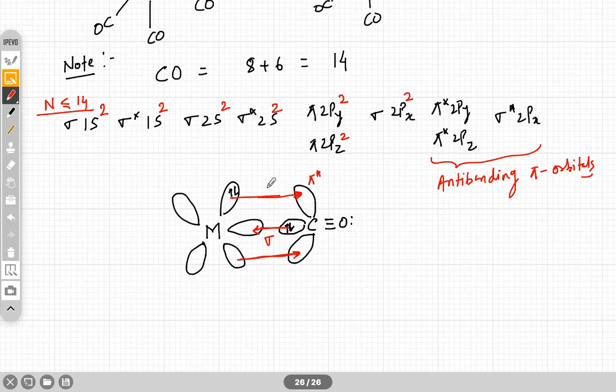Okay, this forms the pi bond. So the pi bond forms by the back bonding of a pair of electrons of the metal with the antibonding pi orbitals of the carbonyl group. And the sigma bond forms by the donation of the lone pair of electrons of carbon to the vacant orbital of the metal. So this is what we have in a carbonyl compound, a sigma pi complex.